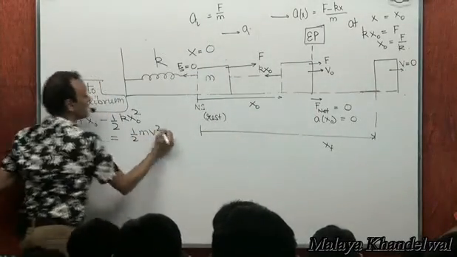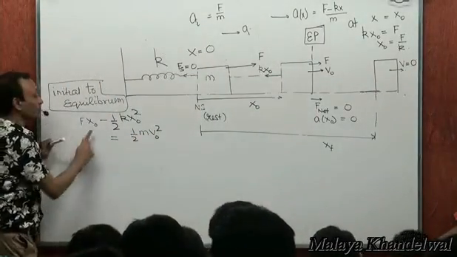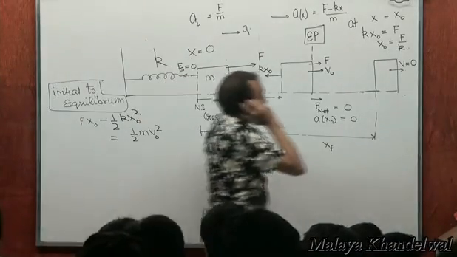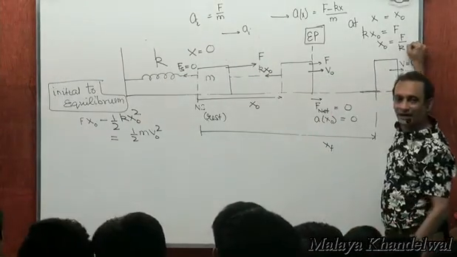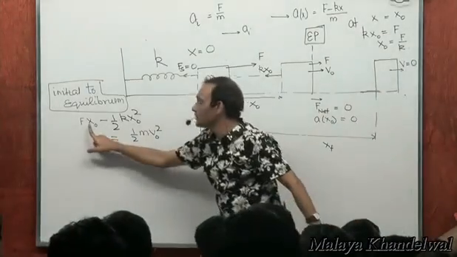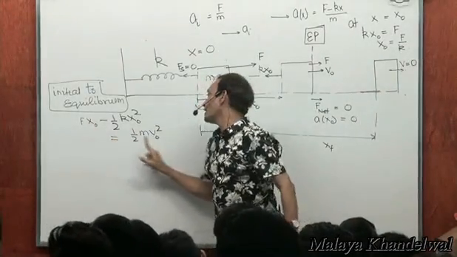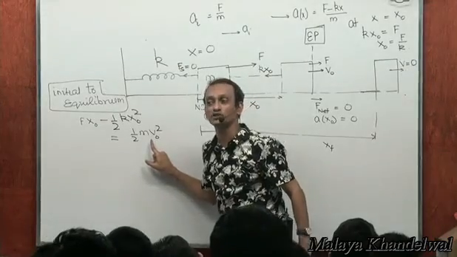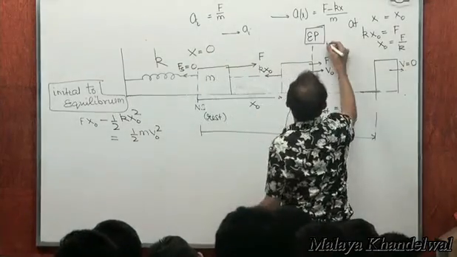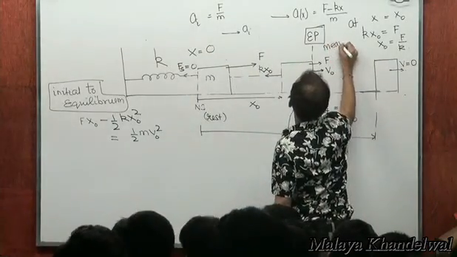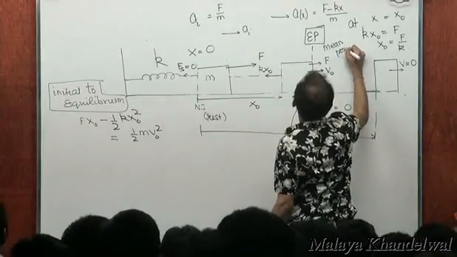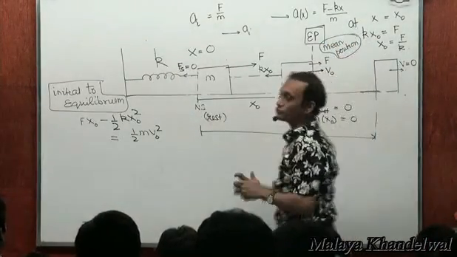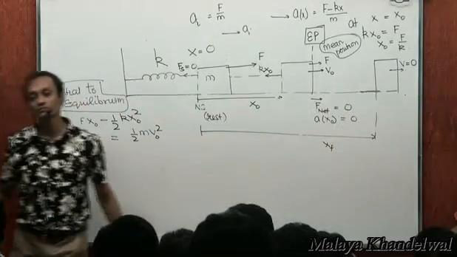Now this gives me ready access to v naught, because x naught is known to us. x naught was the equilibrium state, and x naught was F by k. So I can plug in x naught equal to F by k and obtain the velocity of the particle in the equilibrium position. This position is sometimes also called the mean position.